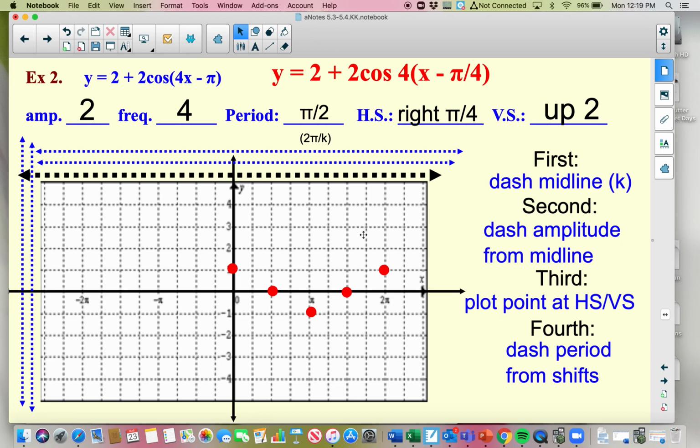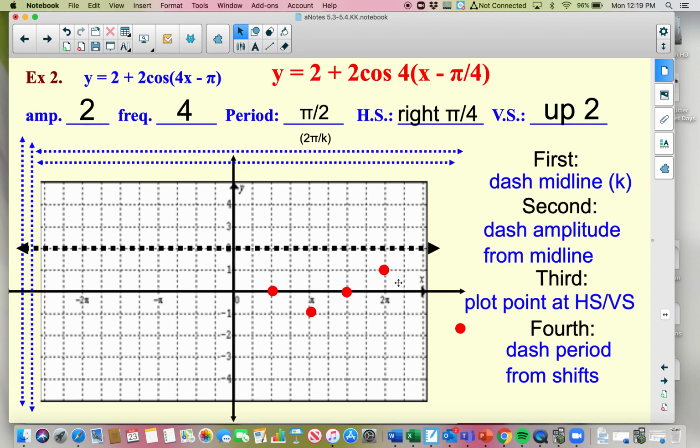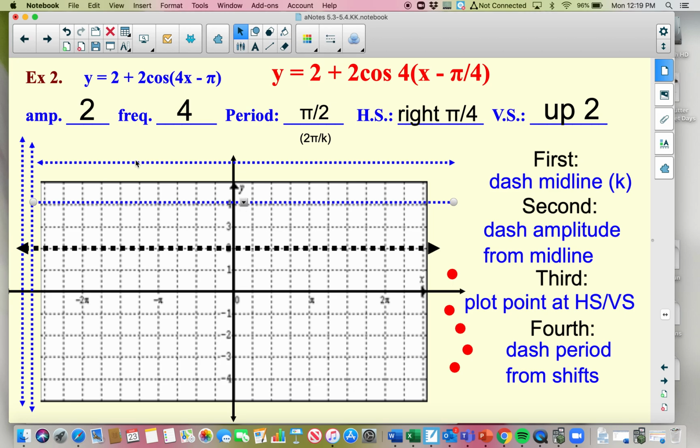So now my vertical shift is up 2, so I'm going to take my midline and dash that in at y equals 2. That's where my cosine wave is going to revolve around. These red points, by the way, are the original cosine graph without any shifts. Okay, so I'm going to just kind of bop these out and get them out of the way so that's not confusing, but just a reminder of what it looked like. So I dash in my midline. My amplitude is 2. So from my midline, I know that I'm going to go up 2, and from my midline, I know it's going to go down 2. So kind of boxing in my midline.